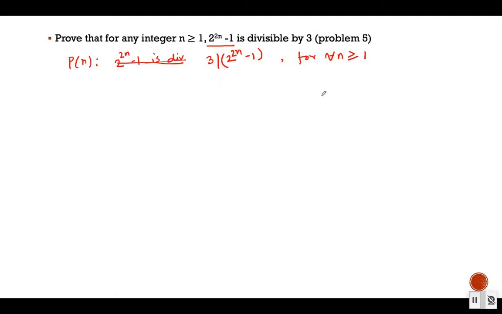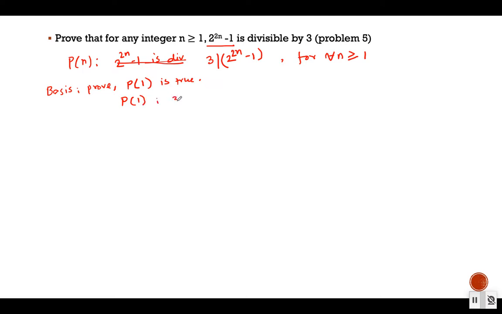So here it is saying that for any integer greater than or equal to 1, this propositional function is true. So the lowest value of n we are going to use is 1. So our basis step is that we are going to prove that P(1) is true.